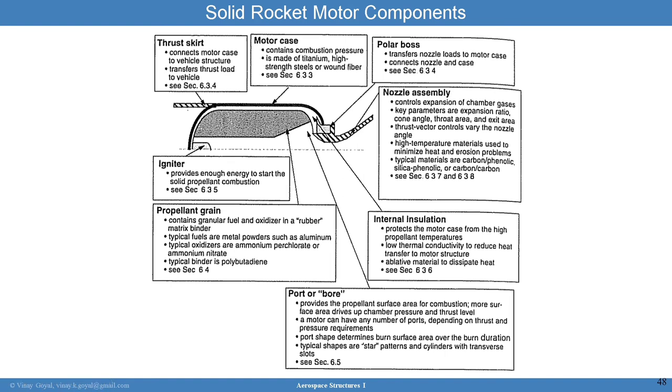And it controls expansion of these chamber gases in here. The key parameters here are the expansion ratio, the cone angle, throat area, and exit area. That plays a critical role in what's going on.